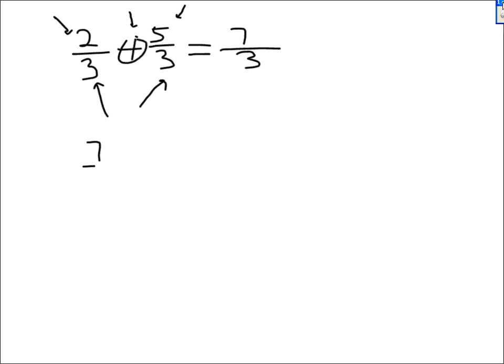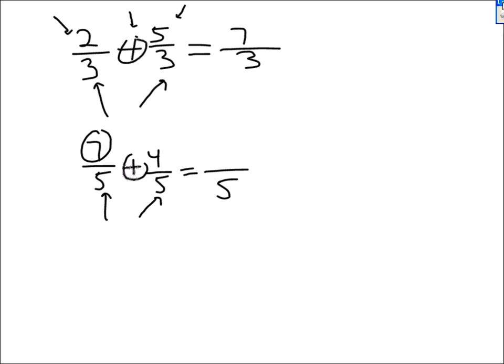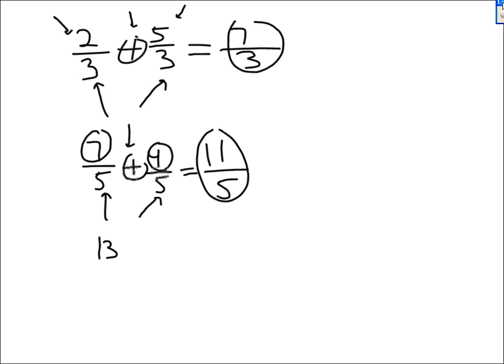If you have 7/5 and you would just love to add 4/5, here in addition, the bottoms are the same, keep it the same, add the tops. 7 plus 4 happens to be 11, the problem is over. Although in each of these cases, you should verify whether or not you can reduce.